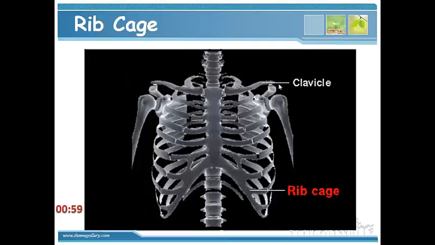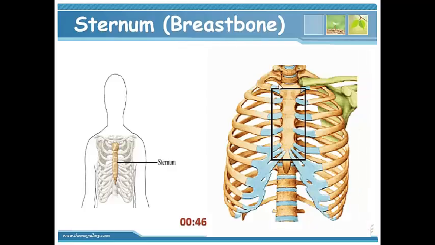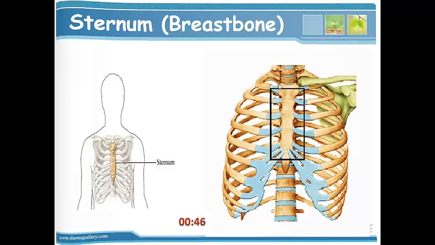And then the rib cage. The rib cage holds important organs like the heart and the lungs, and it is also flexible enough to take air in and out. Now the sternum, which is the breastbone, is a flat bone which connects the rib cage along with certain tissues.